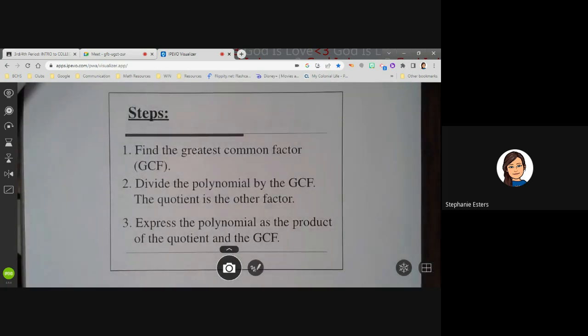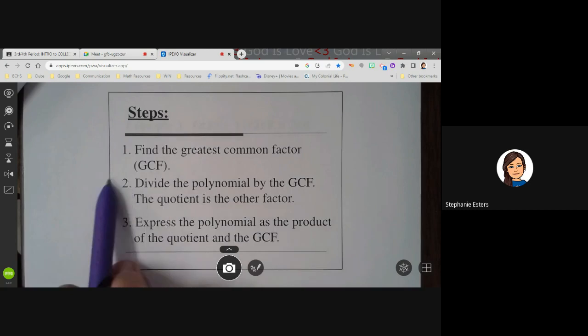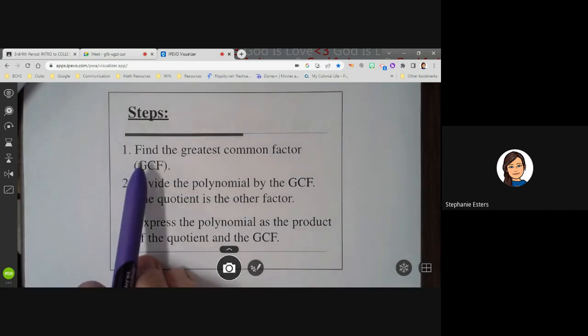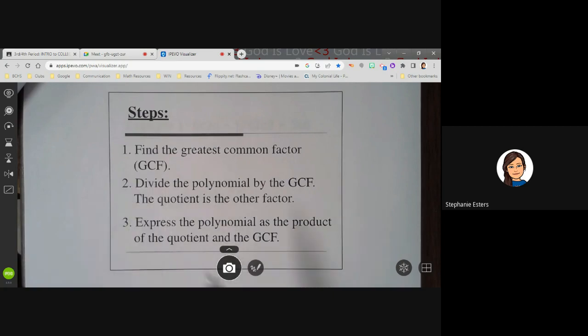I did write out some steps for factoring by GCF. It's kind of hard to put into words. In fact, I think this makes it almost sound a little harder than it is. But I still know that some of you like a little something more concrete, so I tried to write it out. Number one is, of course, that we need to identify that greatest common factor. So we've got to figure out what it is.